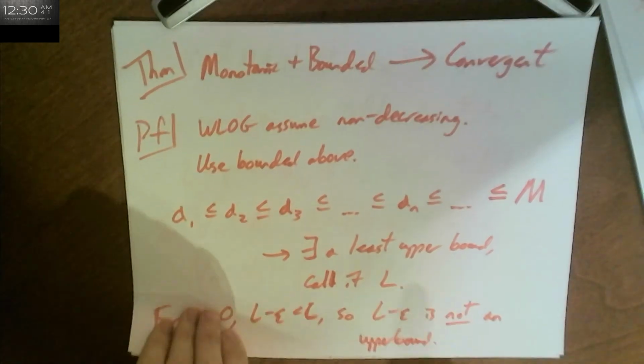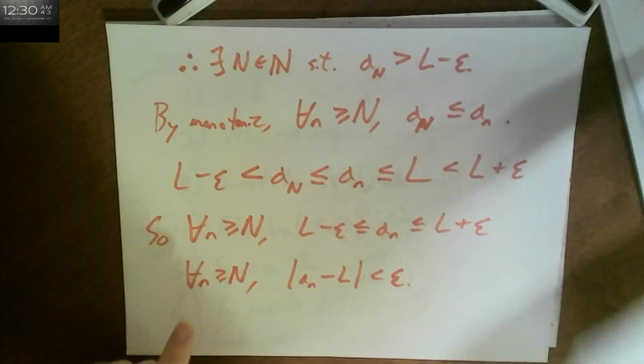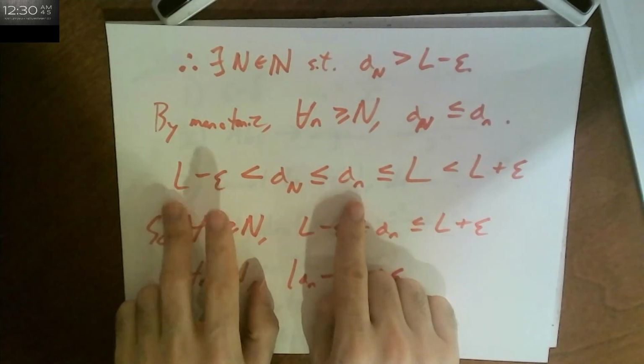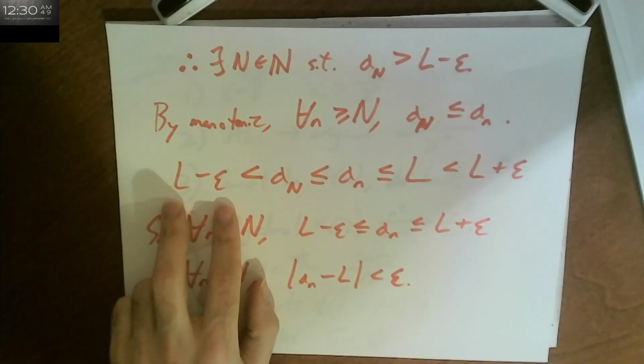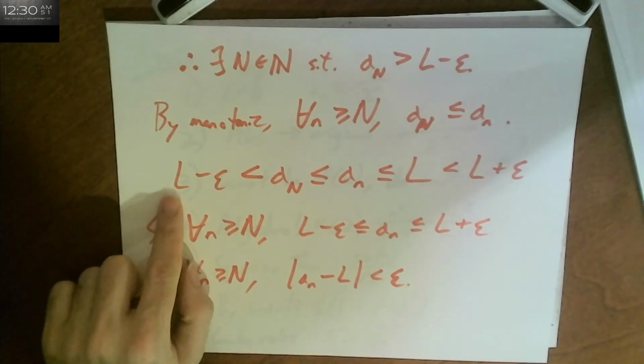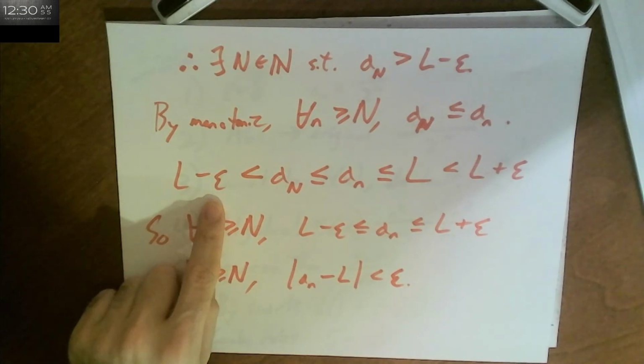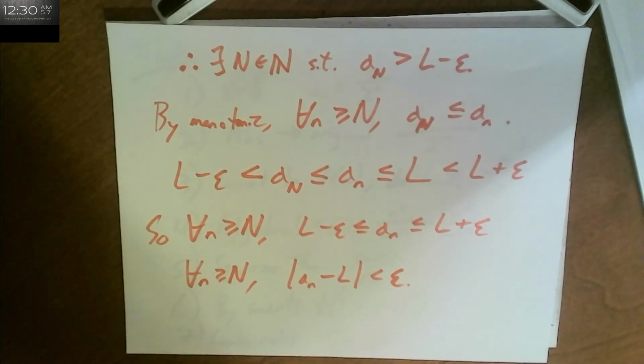And I needed the L plus epsilon to be less than my a sub little n. I needed L minus epsilon to not be a bound. If L is the least upper bound, then subtracting anything, no matter how small, is no longer a bound. This proof has some tricky bits to it. You should stop and think it through.